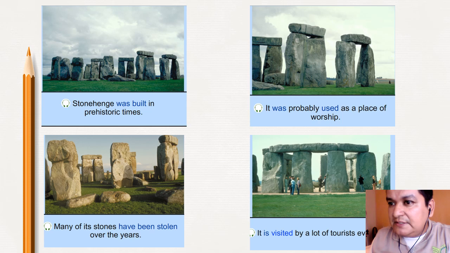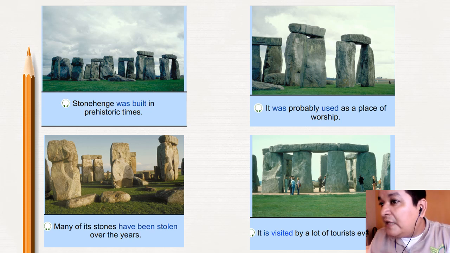Stonehenge was built in prehistoric times. Stonehenge fue construido en tiempos prehistóricos. It was probably used as a place of worship. Probablemente fue usado como un lugar de adoración o de culto. Many of its stones have been stolen over the years. Muchas de sus piedras han sido robadas a través de los años.